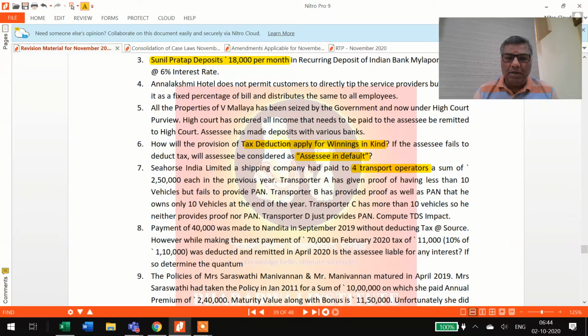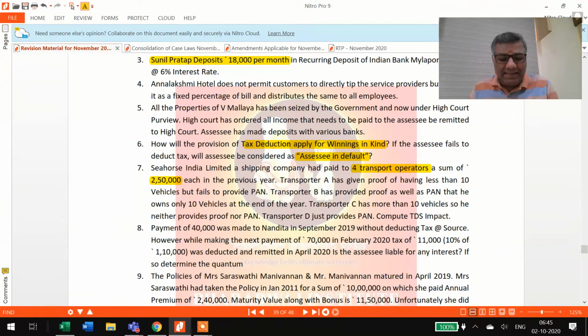Okay. Seashore India Limited, a shipping company, had paid 4 transport operators a sum of 2,50,000 each. 194C limit is 1 lakh. Okay, in the previous year. Transporter A gave proof of having less than 10 vehicles but fails to provide PAN. Transporter B has provided proof as well as PAN that he holds only 10 vehicles at the end of the year. Transporter C has more than 10 vehicles, so neither provides proof nor PAN. Transporter D just provided PAN.